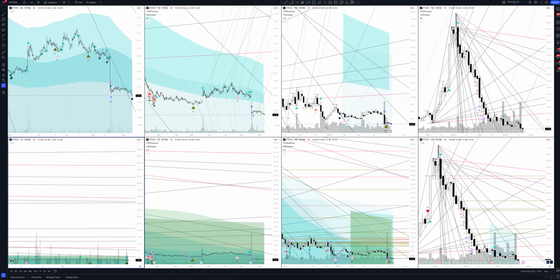Today we will take a look at FARFETCH Limited stock. Let's analyze the market situation and find out how you can make money on it. Let's start.